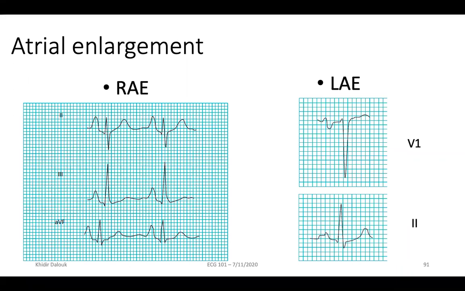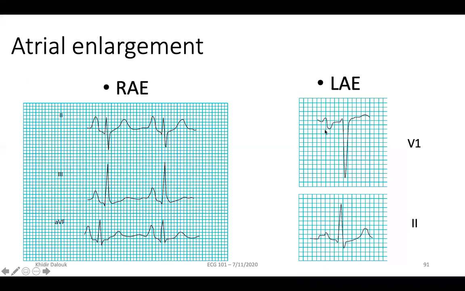The P wave is usually 2 boxes wide, or 2.5. So if the width exceeds that measurement, then it is left atrial enlargement. As you can see here in this example, the P wave is wider than 2 boxes. Most of the books say 2 boxes. If you exceed 2.5 or 3, you're getting into that.